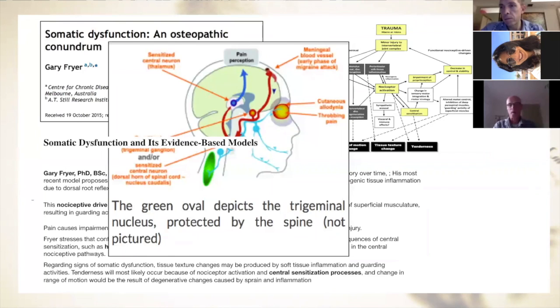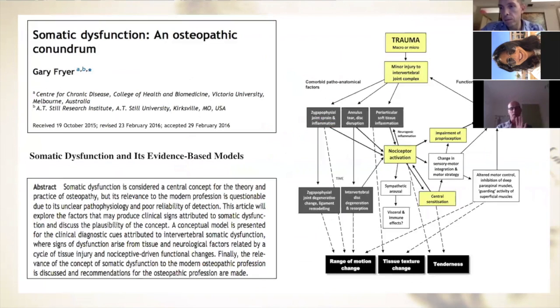So that's all in the material. The interesting thing is that there's a new schematic. If you look at this concept here, somatic dysfunction is considered a central concept to the theory and practice of osteopathy, whilst its relevance to the modern profession is questionable due to the unclear pathophysiology and poor reliability of detection. So that's arguable. It would be nice to see if we can do some more research to clarify or support the idea that palpation and functional dynamic testing is still valid in our work, as we know it is.